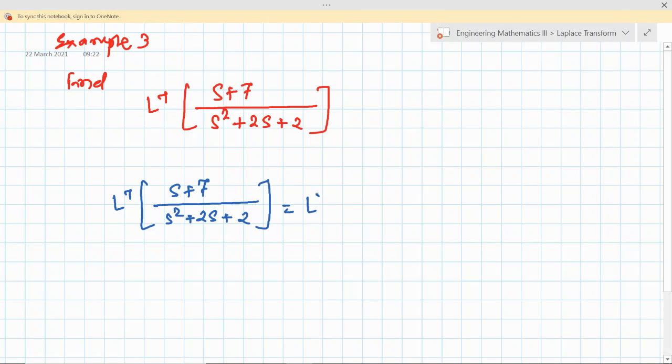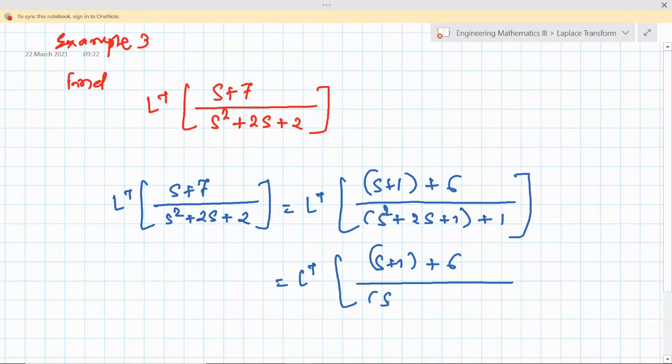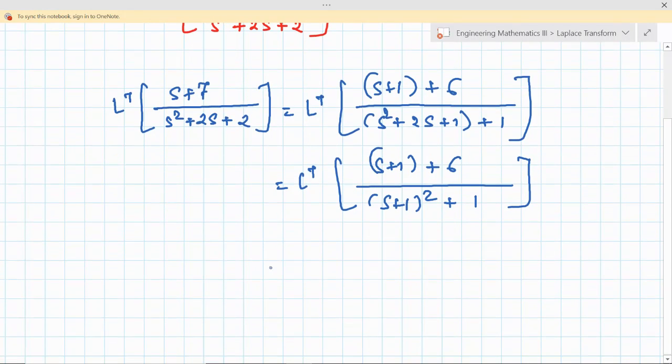This is equal to inverse Laplace of, I am just making some adjustment here, s plus 1 plus 6. 7 can be written as 1 plus 6, divided by s square plus 2s plus 1 plus 1. So this 2 can be written as 1 plus 1. This is inverse Laplace of s plus 1 plus 6 divided by s plus 1 whole square plus 1, like this. And now same here we can use the first shifting theorem.